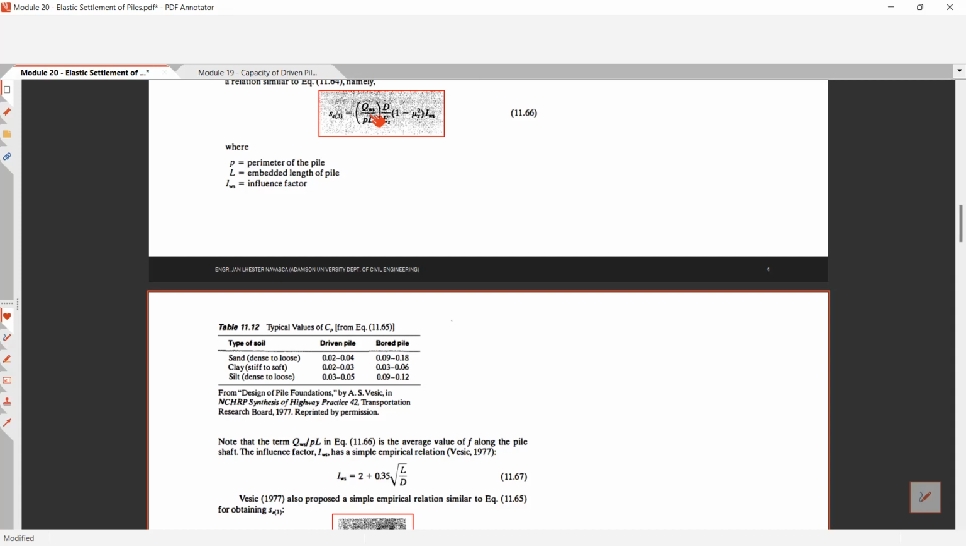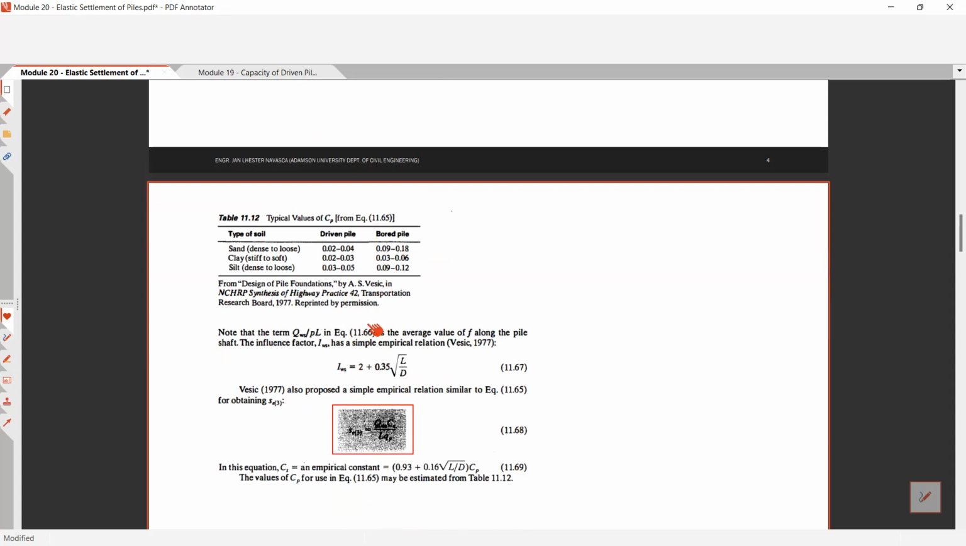Okay, bakit? Because P times L is basically the surface area. Okay, di ba? Yan yung surface area. And your QWS is yung total force acting on the surface area, the surface area sa labas. So therefore if you divide it, that is the average value of F along the pile shaft. Yung parang force per unit area. Okay. And ito na yung bago nyong IWS.